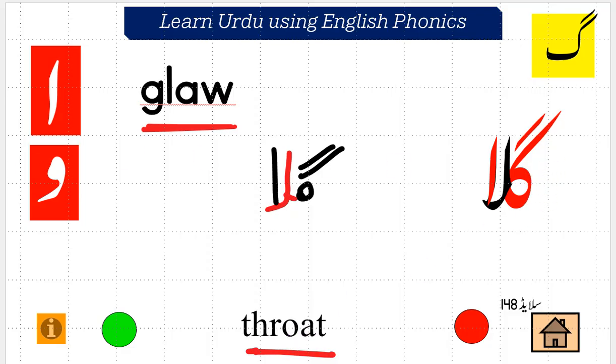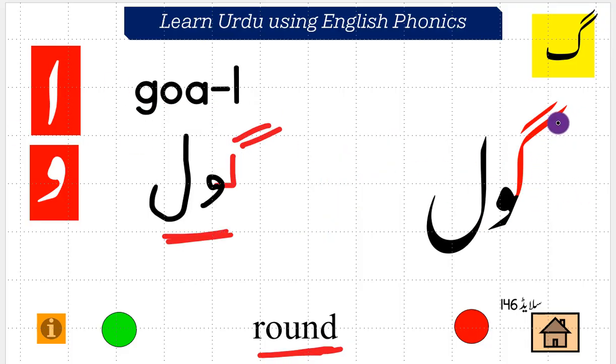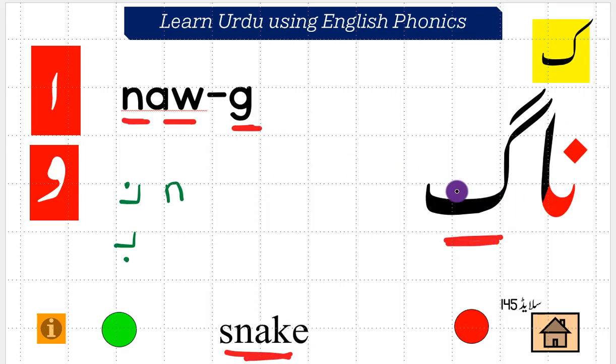So that was the last word of today's lesson. I hope that you will be feeling comfortable now with the joining form. This is the first joining form. Similarly goes over here, this is another joining form ga, and that's the full form ga.